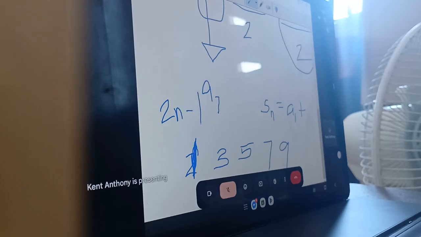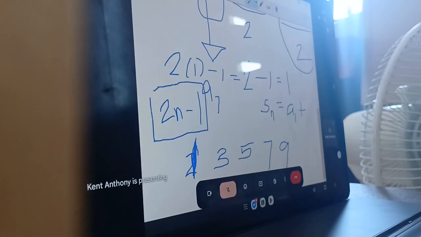Because if you start with 2n, substitute 1 for the a sub 1, minus 1. So 2 times 1 is 2, then minus 1, so we start at 1. Right? So it fits 2n minus 1. And if you see that right away, that's automatic 5 points. Very easy so far. So you see the pattern.